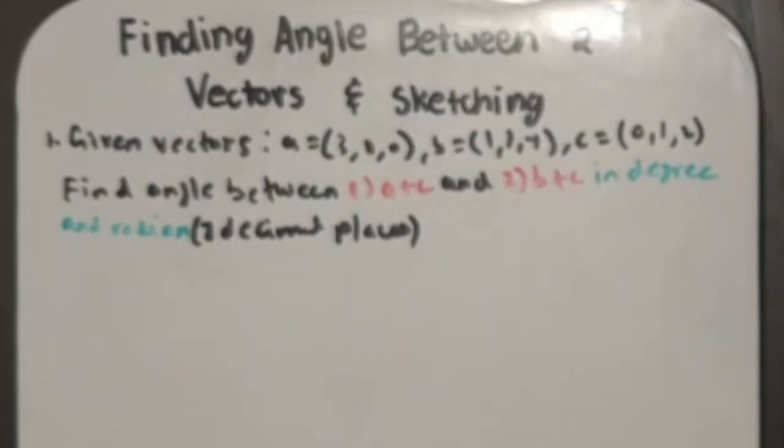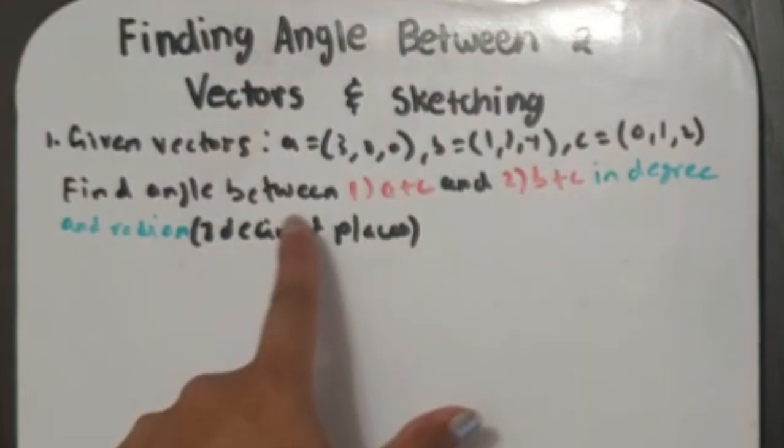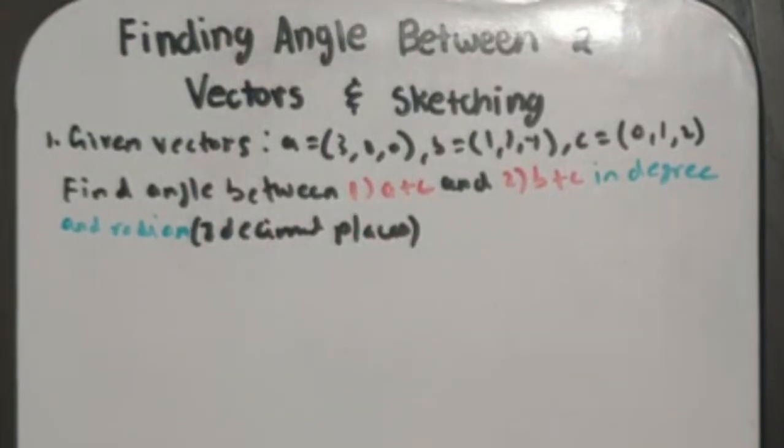This is our first question. We're given the vectors a, b, and c, where a is (3, 0, 0), b is (1, 1, -1), and c is (0, 1, 2). We're asked to find the angle between a plus c and b plus c in degrees and radians, and we want the answer up to 2 decimal places in both degrees and radians.